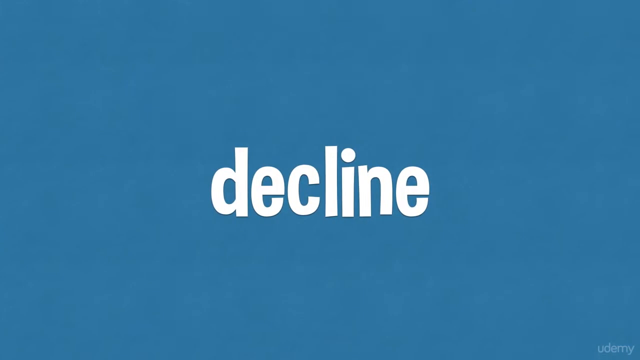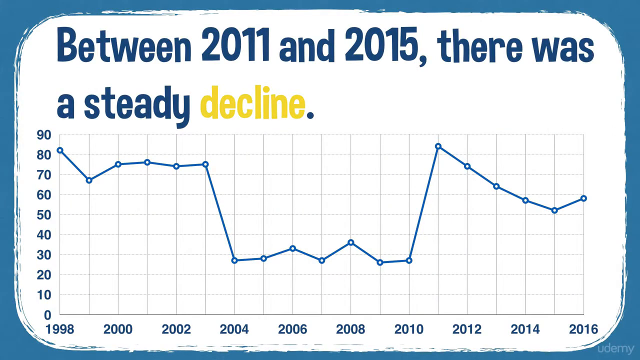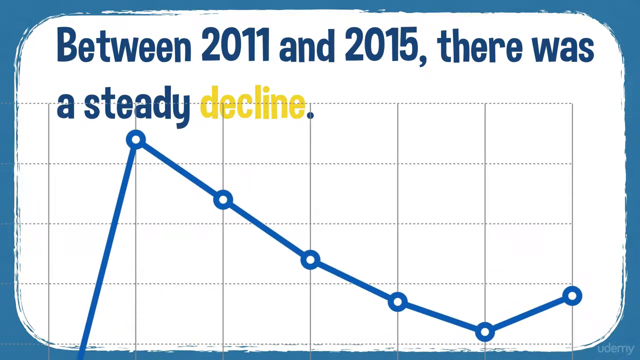Your next word is decline. Similar to decrease and fall, it's a general word for something going down. Historians often talk about the decline of the Roman Empire. The Roman Empire gradually, over hundreds of years, got weaker until eventually it stopped existing. So decline can also be used for something that happens over a long period of time. But it can also be used in a general sense, just like fall and decrease. So for example, between 2011 and 2015, there was a steady decline. Like the Roman Empire declining, a steady decline.